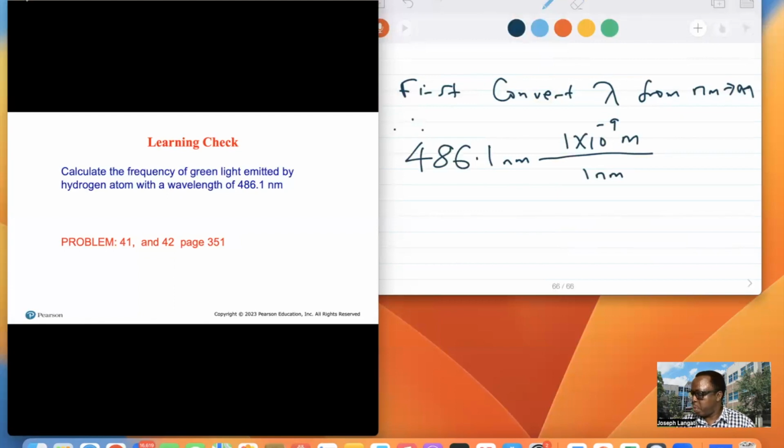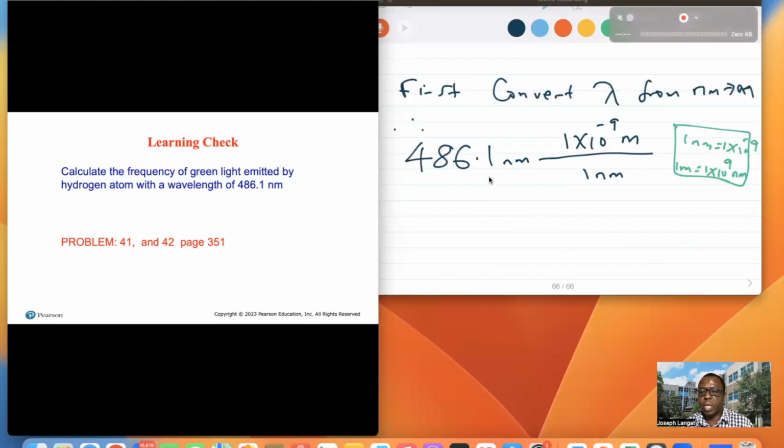Remember in chapter 1, 1 nanometer equals 1 times 10 raised to negative 9 meters, and 1 meter equals 1 times 10 raised to 9 nanometers. You need to be able to do that. That's how I got this conversion factor here.